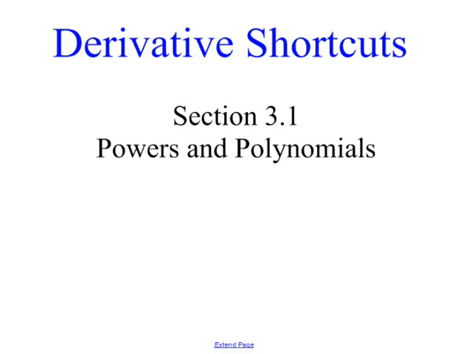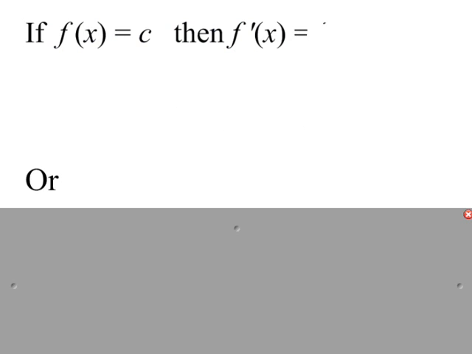Hello, today we're going to do derivative shortcuts. So all those limits that we did in the last chapter, we have found shortcuts for. So our first idea that we're going to look at is just a constant. So if I take the derivative of any constant, what's it going to be?